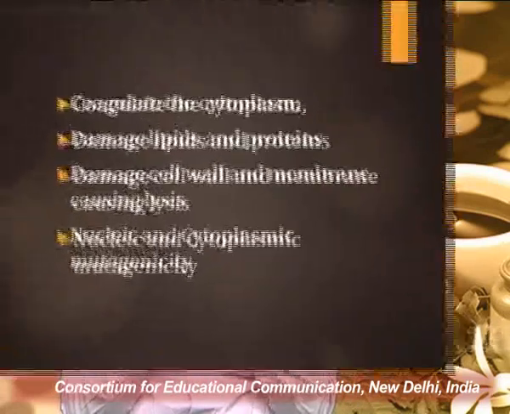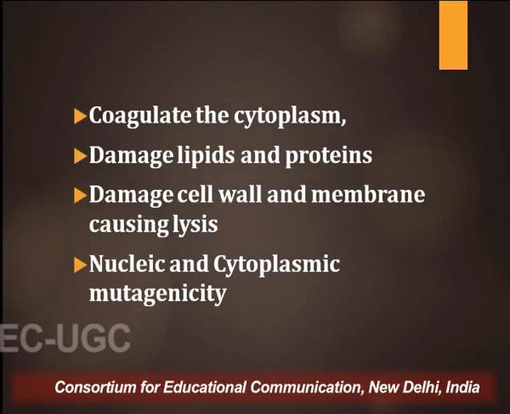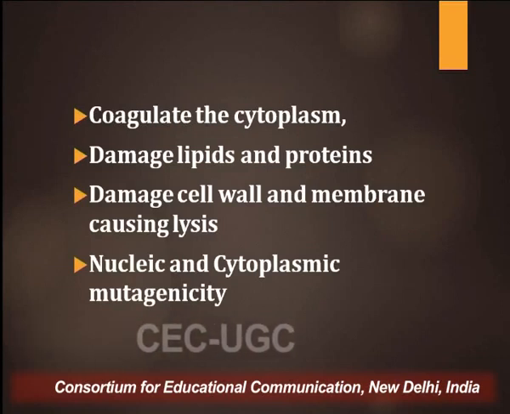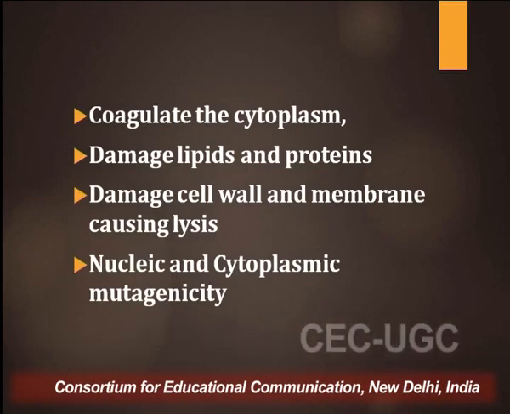Now, apart from these mechanisms, they also cause coagulation of the cytoplasm. They damage the lipids and the proteins that are present in the membrane, thereby causing the lysis of the bacterial cell. They also cause mutagenicity in the nucleus and the cytoplasm of the microorganism, thereby causing its death. So all these mechanisms are shown by the volatile oils. By virtue of these mechanisms, they have exhibited very potent antimicrobial action. Now, these were the medicinal uses.